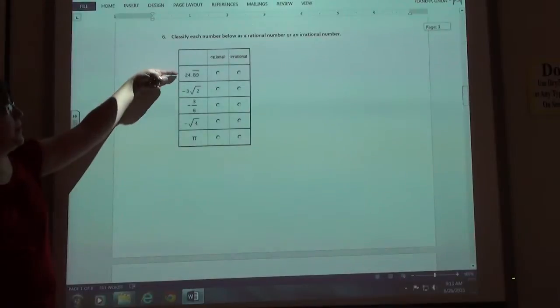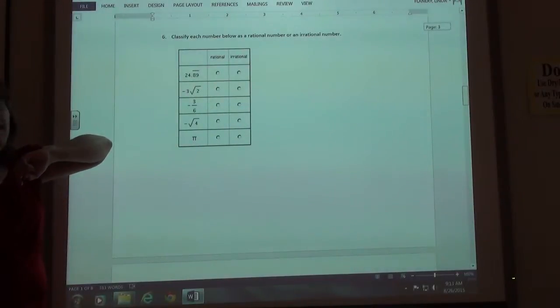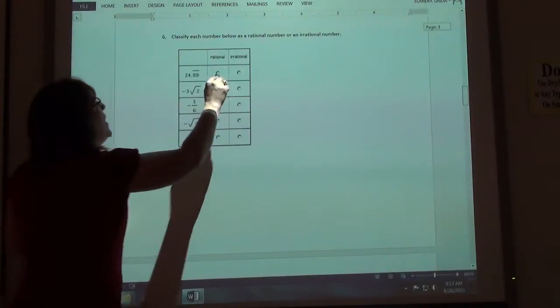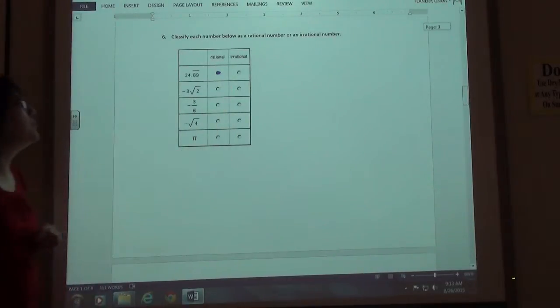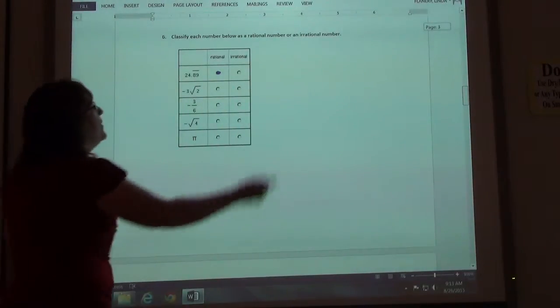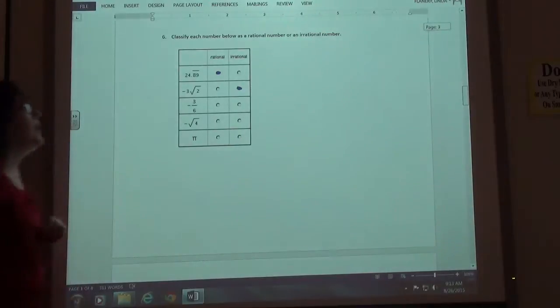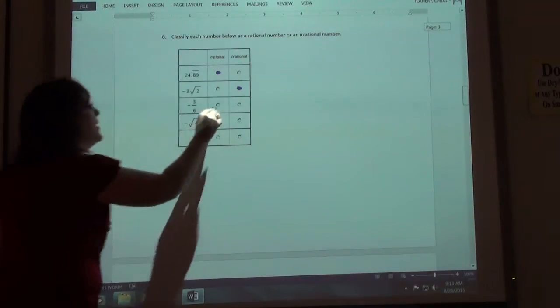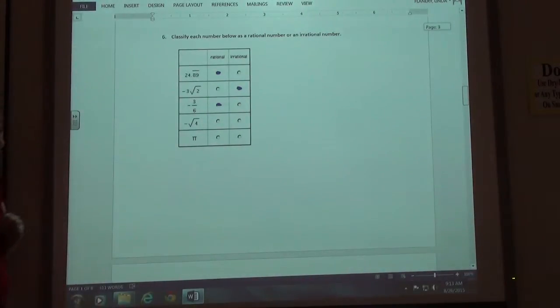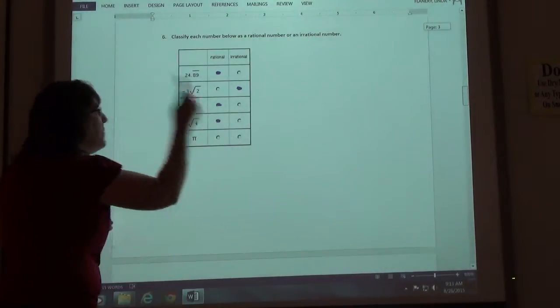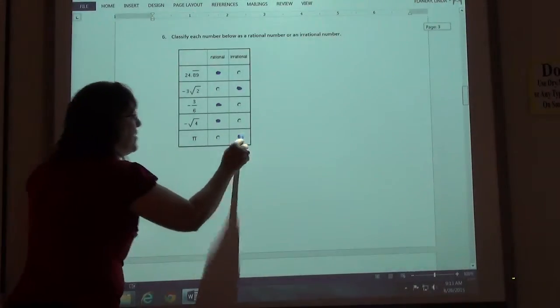So, 24.89 repeating is rational. Negative 3 times the square root of 2 is irrational. Negative 3/6, rational. Negative square root of 4, rational. And pi, irrational. Exactly.